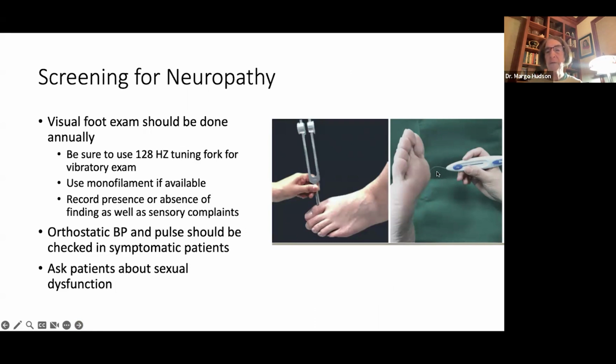Here you have a picture of the monofilament. You just touch the point and push until it bends. Don't do a swipe like that. And then you should record the presence or absence of the findings. Orthostatic blood pressure and pulse should be checked in symptomatic patients. And one thing, again, that we don't really do is ask patients about sexual dysfunction.